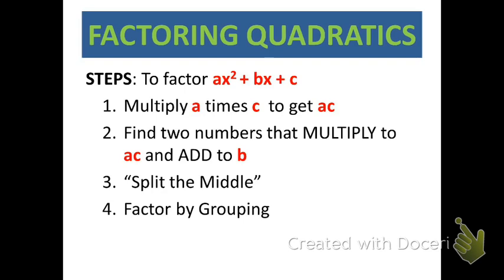The steps for this: 1, you multiply A times C to get AC. Some of you aren't writing anything down, so I'm guessing you know it. 2, you find two numbers that multiply to AC but add to give you B. 3, it's called splitting the middle, which you're going to see in a second. And 4, you factor by grouping.